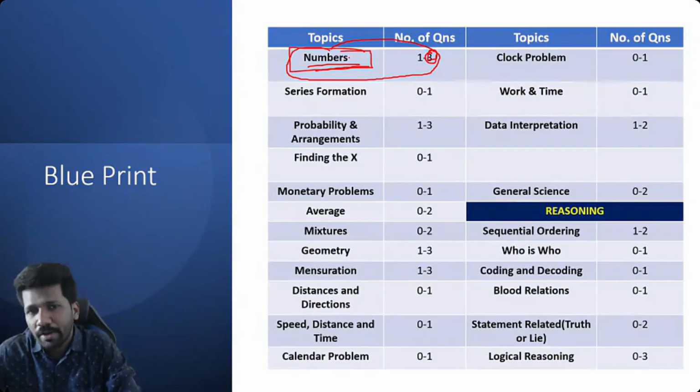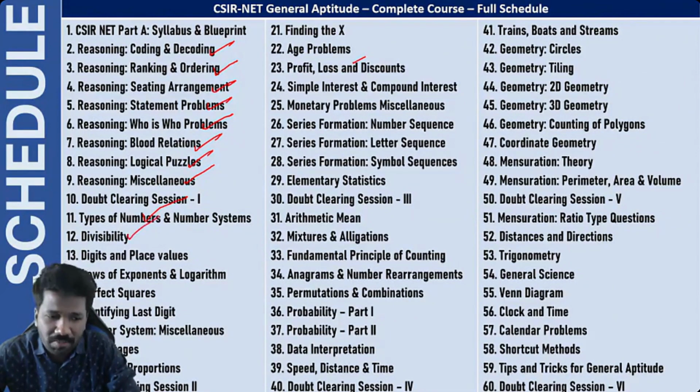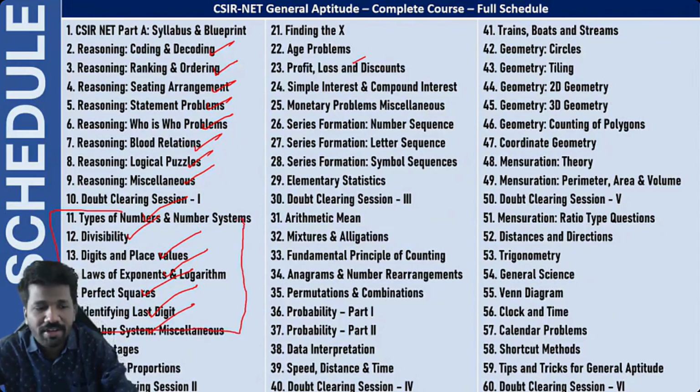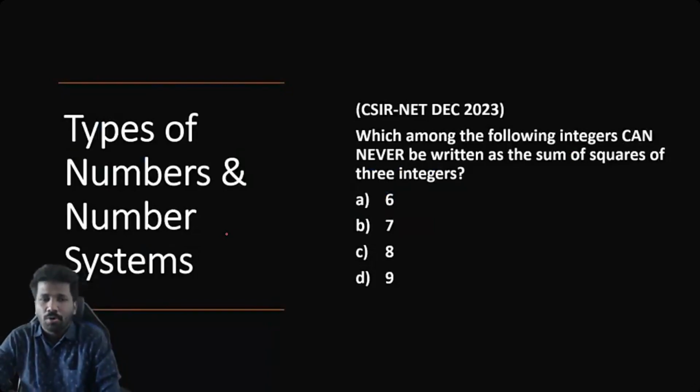Numbers itself have many other chapters included in it. For example, types of numbers and number system. Divisibility, factors, divisors, etc. Digits and place values, laws of exponents, logarithm, perfect square identification, identifying last digit, number system miscellaneous. ये सब number system का ही subtopic है. So that itself we will be discussing in 7 separate lectures. 7 separate lectures. I will give you idea about all these types.